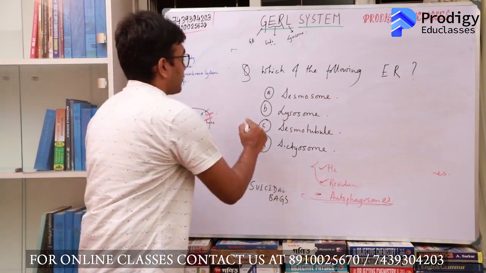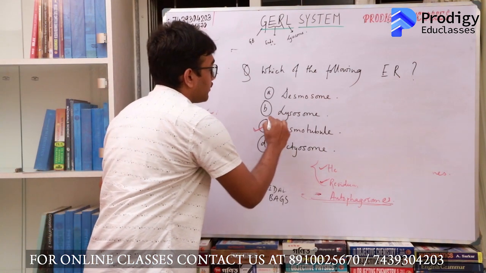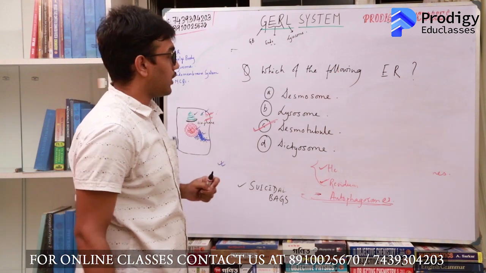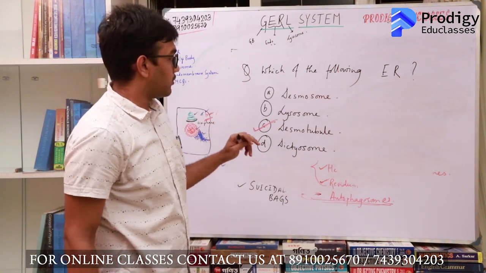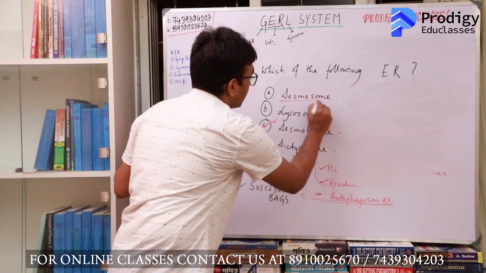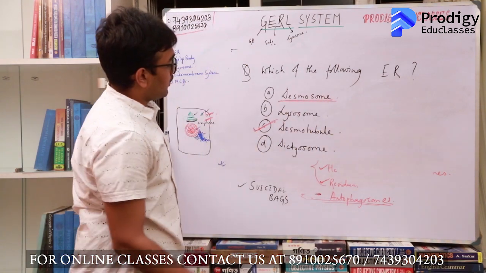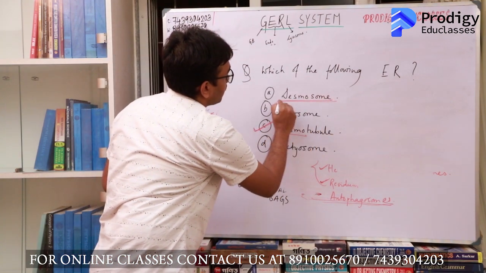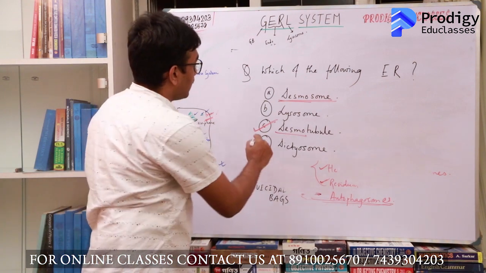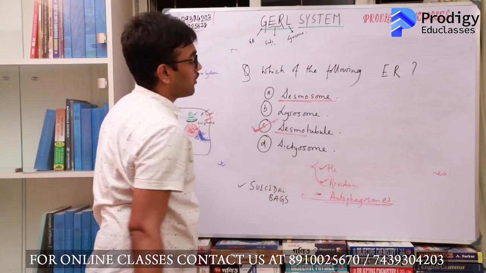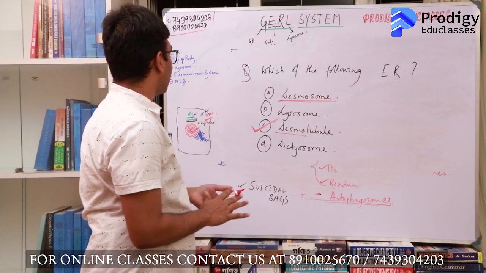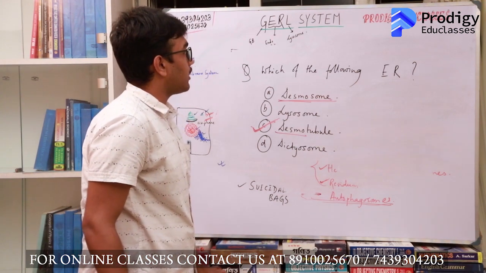If you remember, the correct option will be desmotubules, because these are modifications of endoplasmic reticulum which are present in the plasmodesmata. They'll also give you something similar, like this also has desmo, this will also have desmo, and you'll be confused. But remember, be confident and take the right answer. Okay, so we have done with the GERL system.